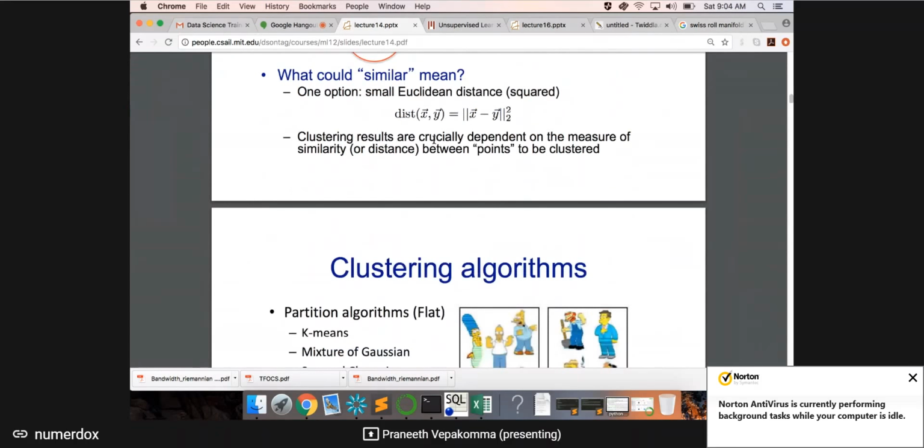Okay. So they are crucially dependent, like this guy says, on the measure of similarity or distance. Similarity means closeness, distance means how far, right? Between points to each other. It's very crucial.